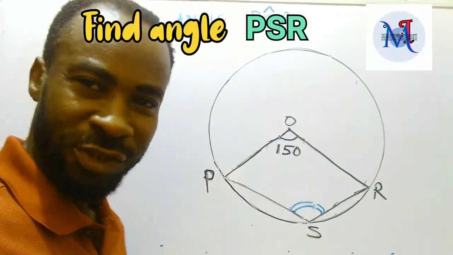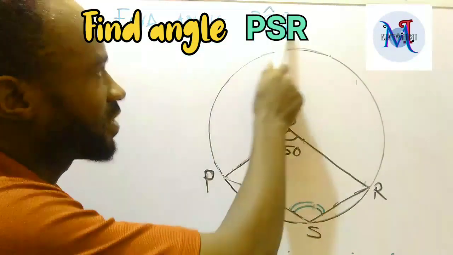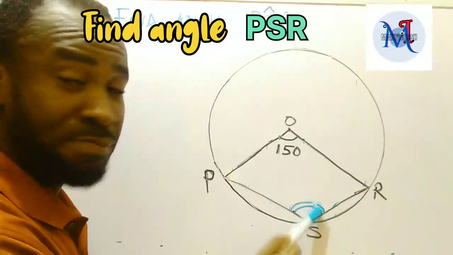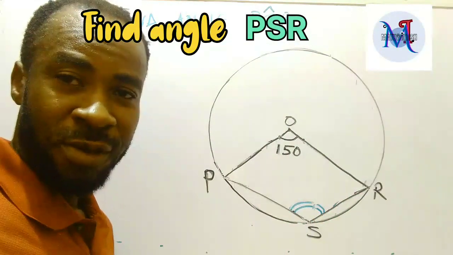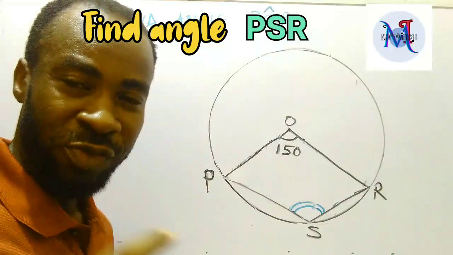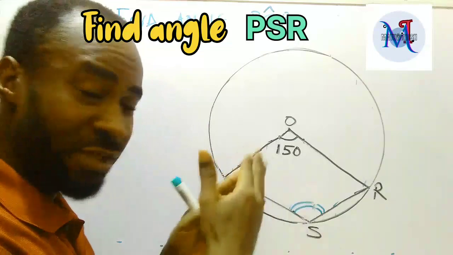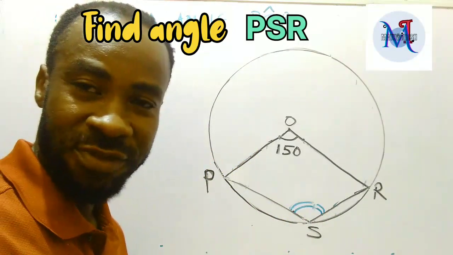Now let's look at the solution to our yesterday's question, okay? Now we are asked to find PSR, and PSR is this marked angle. Now we know that there is an angle at the center, so what will come to your mind will be the theorem that says that the angle at the center is 2 times the angle at the circumference.